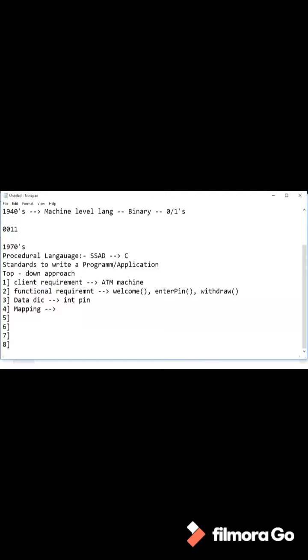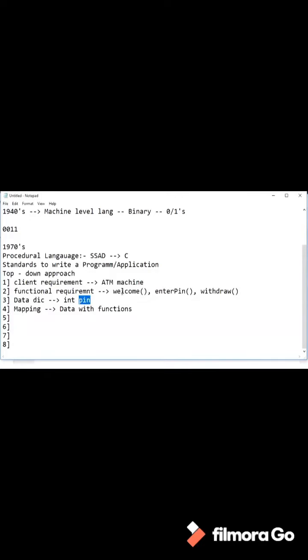Then mapping. Mapping stands for mapping your data with functions. How your data is going to be mapped with the functions, how you're going to deal with your data, and what data is required in which functions. So you got your ATM PIN number, right? So this PIN number variable can be used.